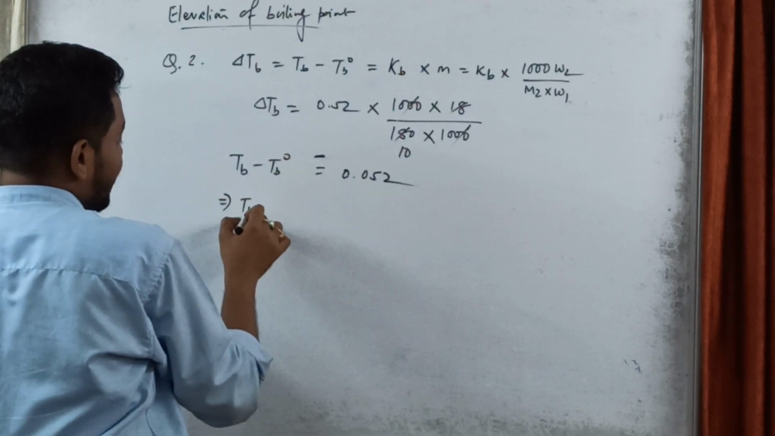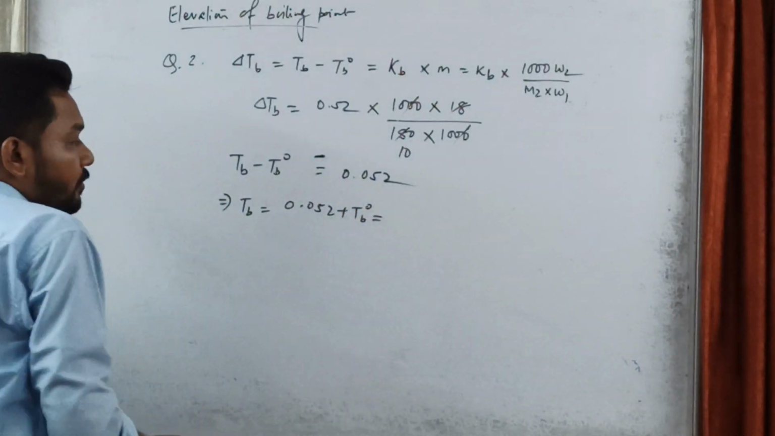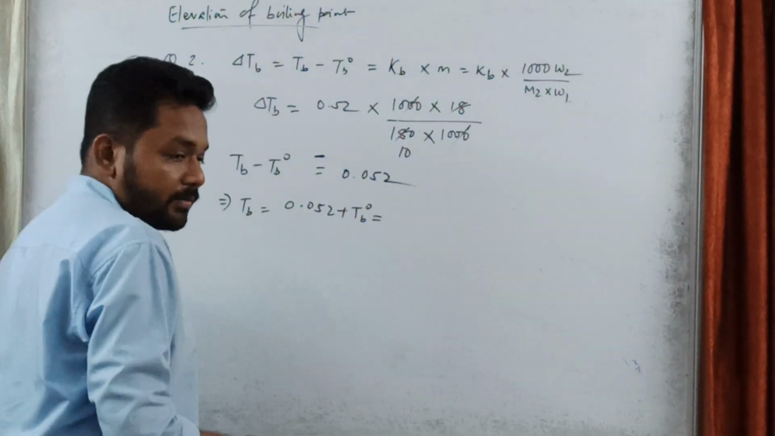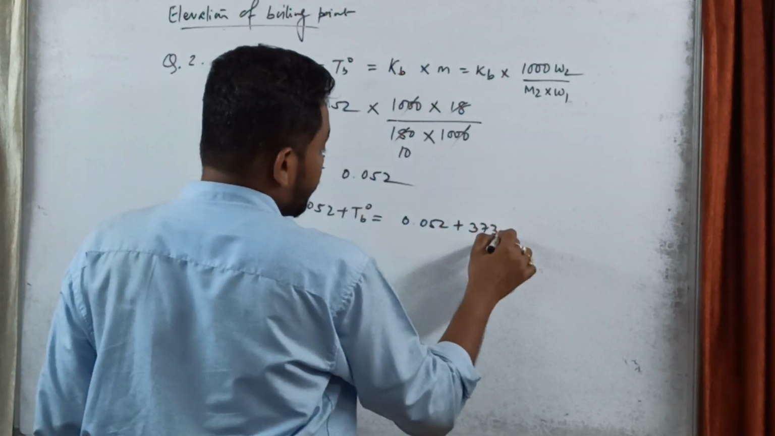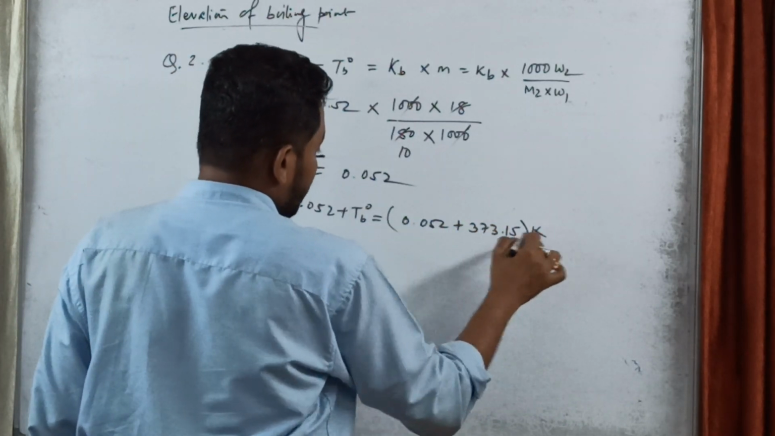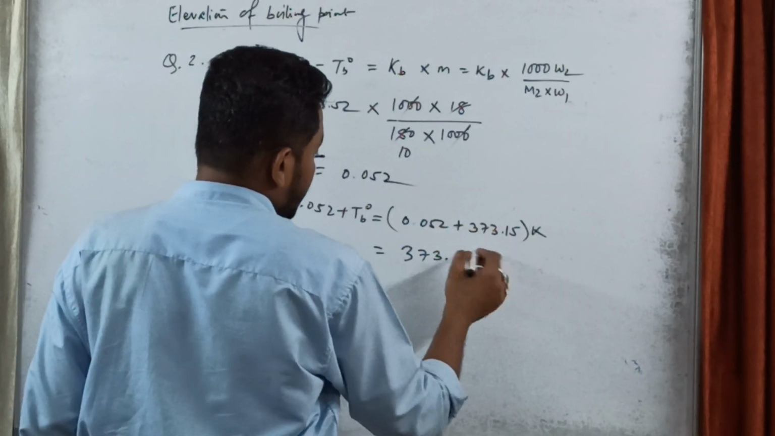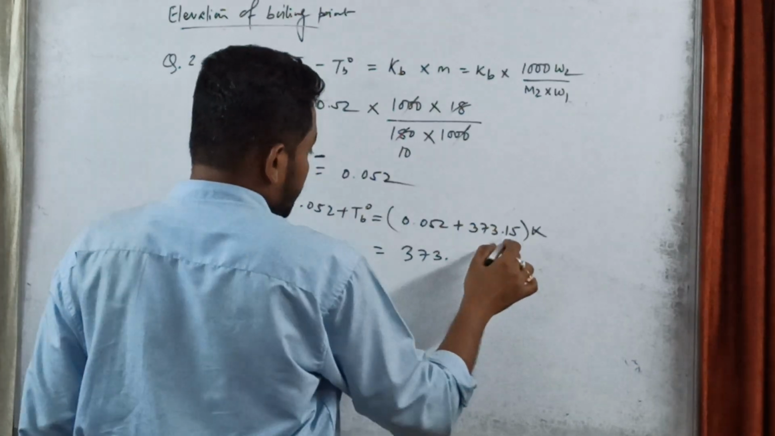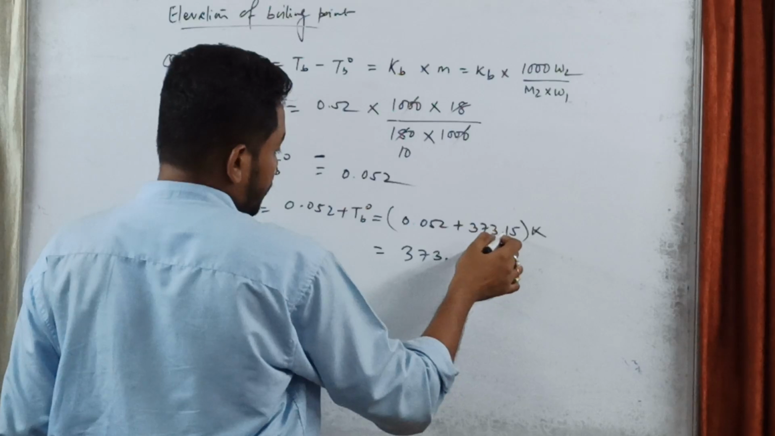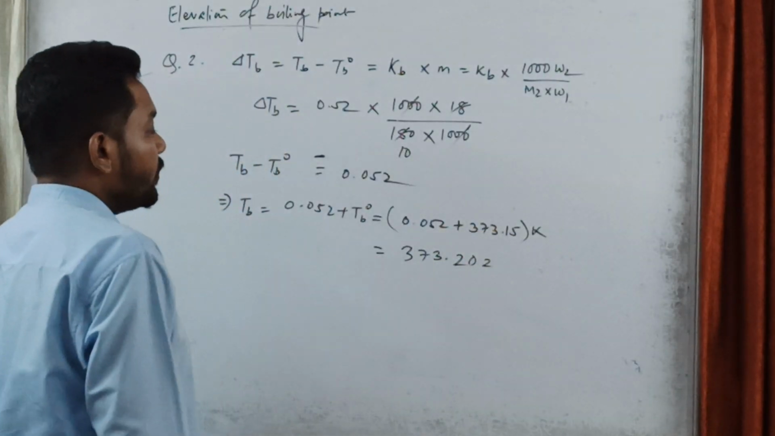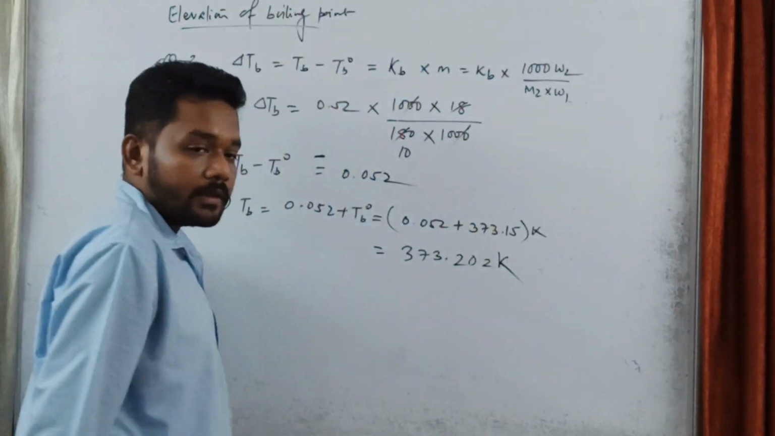Now delta Tb means Tb minus Tb0. Now Tb you can easily calculate, that is 0.052 plus Tb0. Now what is Tb0? That is the boiling point of water, you all know that, 373.15. So 0.052 plus 373.15 Kelvin. Now what is the value? That is coming out to be 373.202 Kelvin. Any doubt?